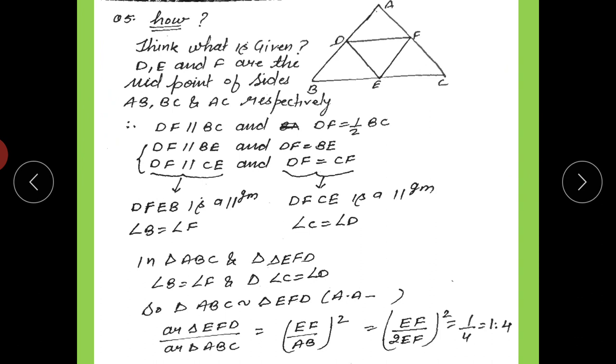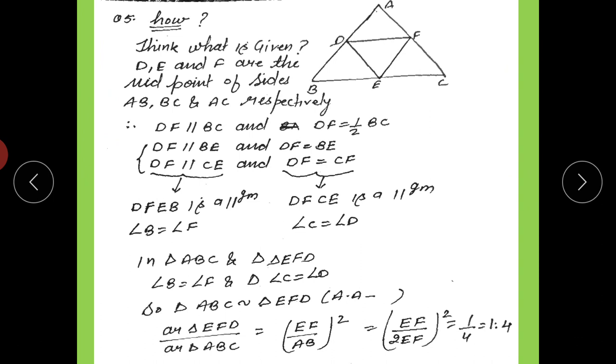So what happens with these midpoints? You have to think that we did a theorem in 9th class, the midpoint theorem: a line segment joining the midpoints of any two sides of a triangle is equal to half of the third side and parallel to the third side. I am repeating again, a line segment joining the midpoints of two sides of a triangle is half of the third side and parallel to the third side.